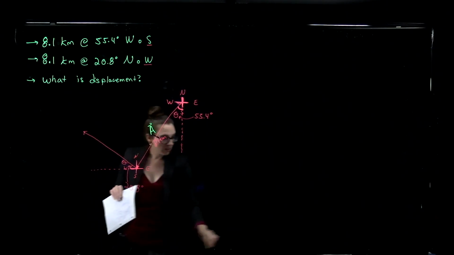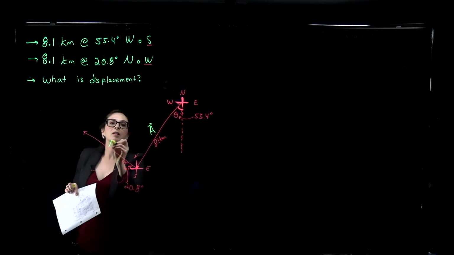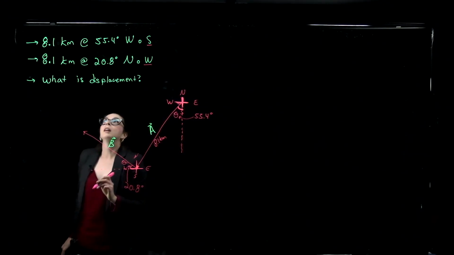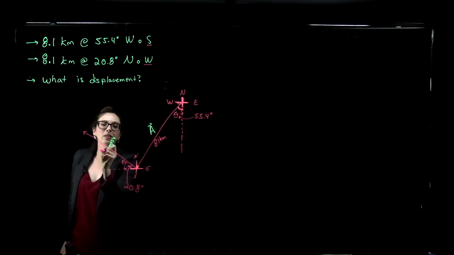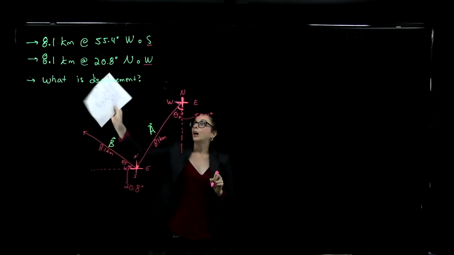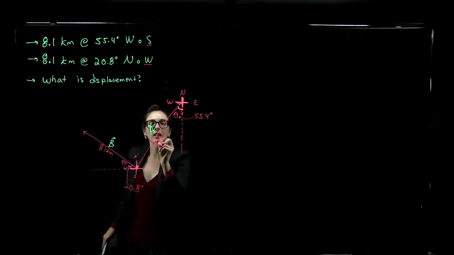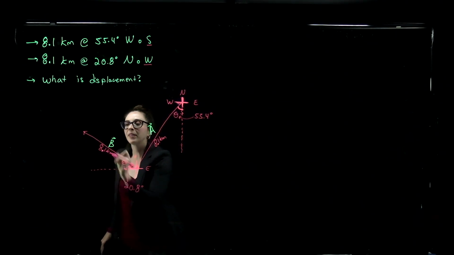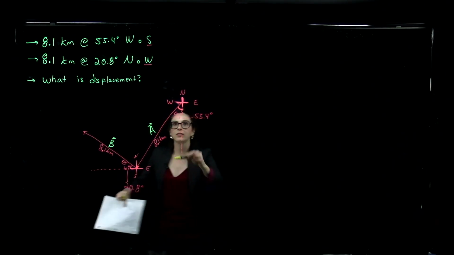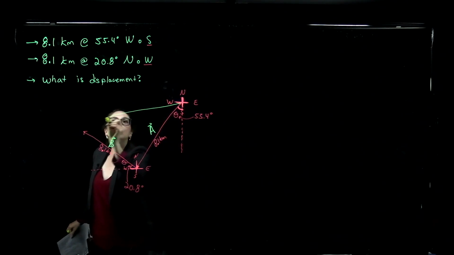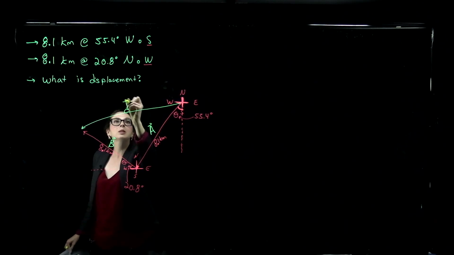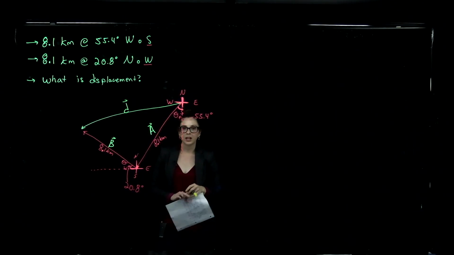We're going to call this vector B, and vector B is also, just so happens, 8.1 kilometers, but you probably won't have the case that both of your vectors are the same length. Just a coincidence. Okay, and then our displacement would be this vector right here. I didn't quite draw it in just right, but this is my displacement vector that I'm going to be looking to solve for.